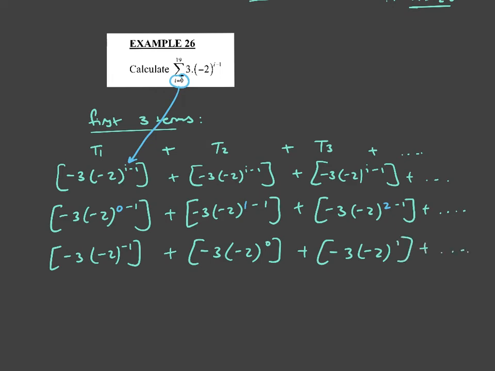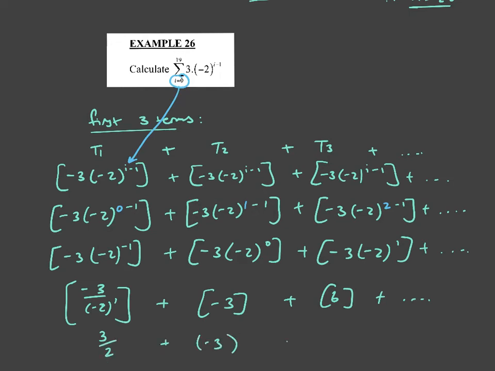So therefore, what is that going to be? That simply means it's -3 over -2 to the power of 1, but you can just use your calculator for now. And that means -2 to the power of 0 is 1, so that answer is just going to be -3. And that answer is going to be -3 times -2, which is equal to +6. And so on. So just simplify this first one: it's 3 over 2, plus -3, plus 6, and so it goes on.